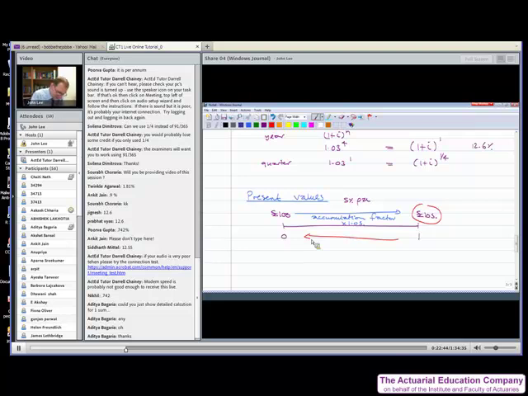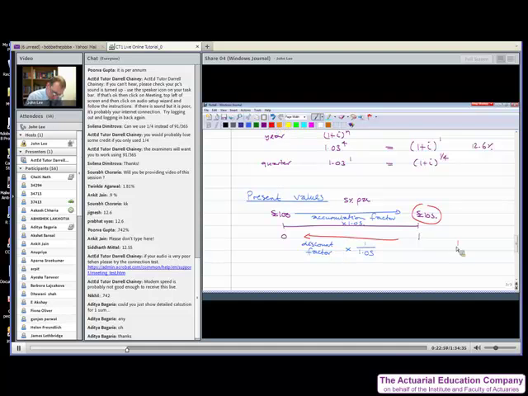Well, your natural thought is, let's divide by 1.05. What the notes actually do is multiply by 1 over 1.05. And this is called our discount factor. This is what we multiply by to go backwards in time.